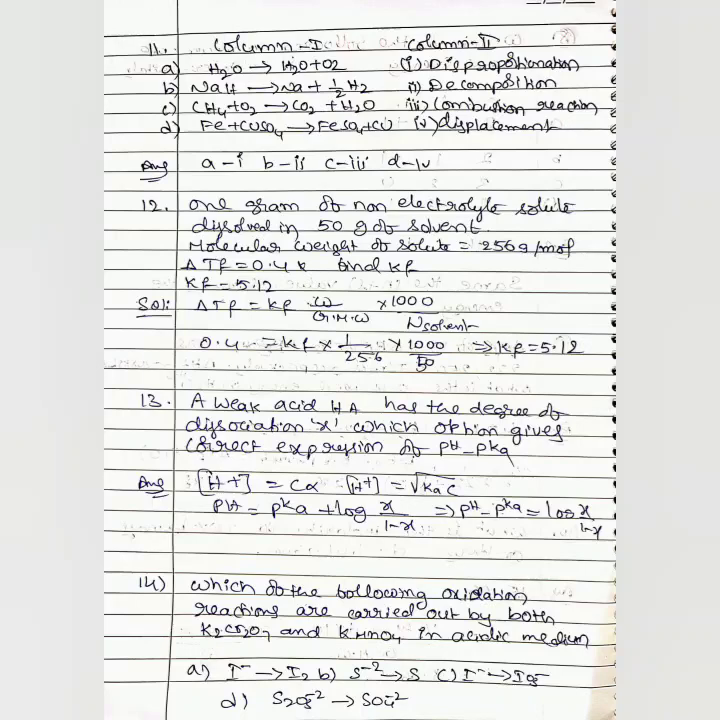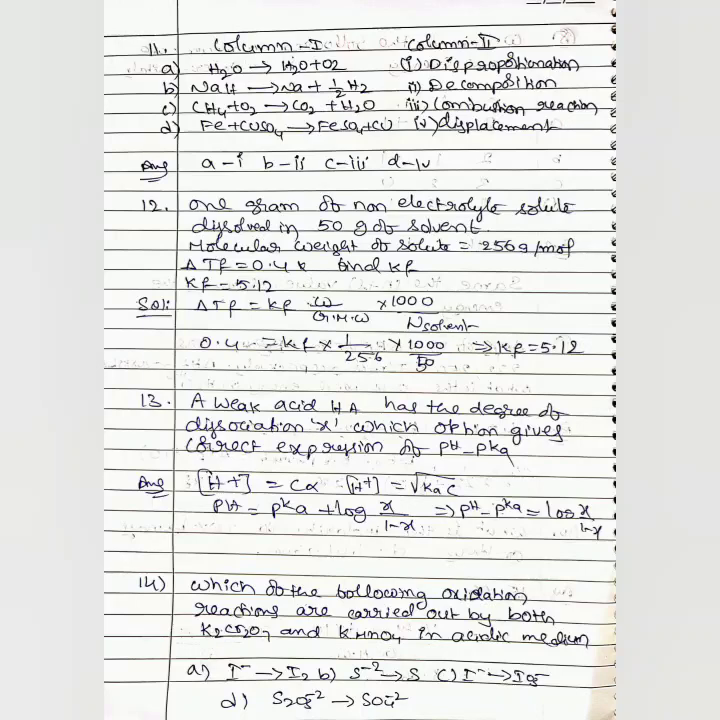Next one, which of the following oxidation reactions are carried out by both potassium dichromate and potassium permanganate in acidic medium? Especially in d-block elements, you need to go through all these oxidizing reactions by potassium dichromate and potassium permanganate. Here the iodide ion is oxidized to iodine both by potassium dichromate and potassium permanganate.